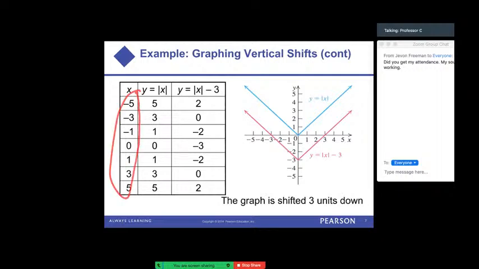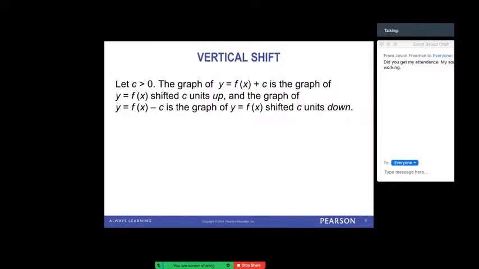We choose several values of x, find the corresponding y, then we subtract 3, right? So when x is -5, absolute value of -5 is 5, minus 3 is 2. Absolute value of -3 is 3, minus 3 is 0, so on and so on, all right? If we plot these, again, the blue is the original, the red is the new. Notice the graph did indeed move down by 3, okay?